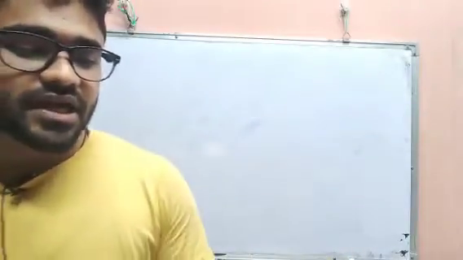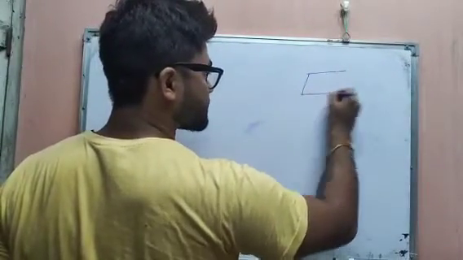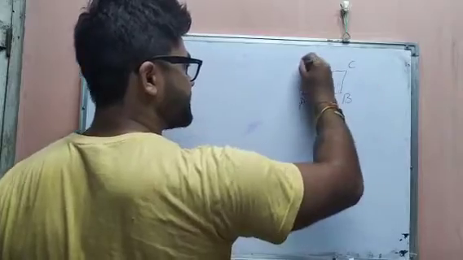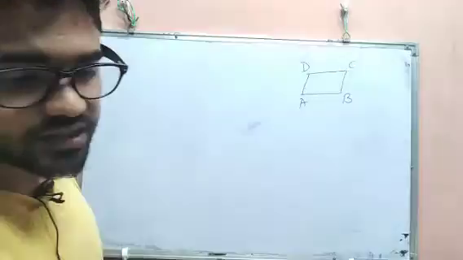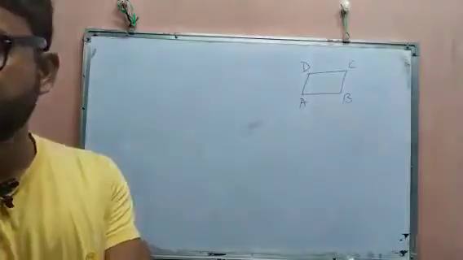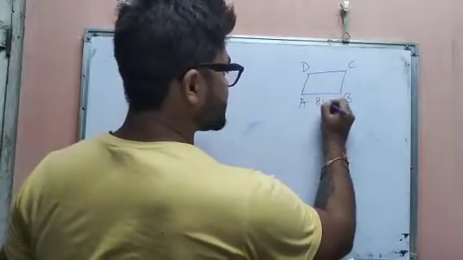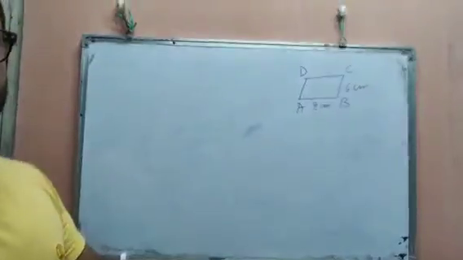What is the perimeter of a parallelogram if its two adjacent sides measure 8 centimeter and 6 centimeter? See, consider this is a parallelogram ABCD. So ABCD is a parallelogram given. Here it is given that the adjacent sides measure 8 centimeter and 6 centimeter. Adjacent side means this one 8 centimeter and that one 6 centimeter.